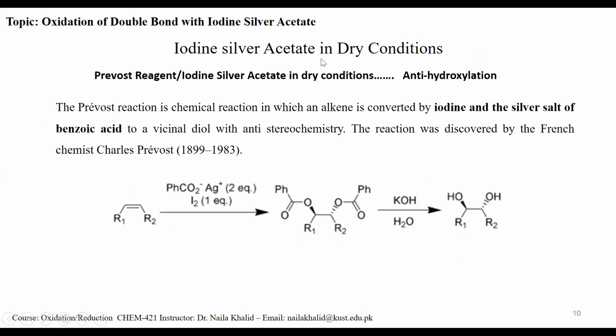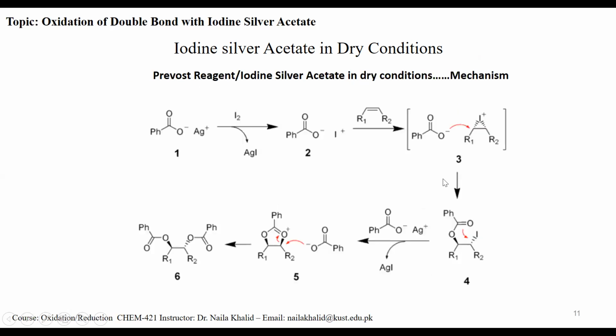So if we use this iodine silver acetate or benzoate in dry conditions, this is called Prevost reagent, and these dry conditions give you an anti-hydroxylation process, meaning you get trans diol instead of cis diol. यहाँ पे आप इस डबल बॉन्ड को इसके साथ जब ट्रीट करते हैं और आपके पास दिस इज वेरी बल्की आयोडोनियम आयन के ऊपर, जिसका अटैक बिल्कुल बैक साइड से होगा, जिसकी वजह से आपको ये ट्रांस डायोल मिलेगा.